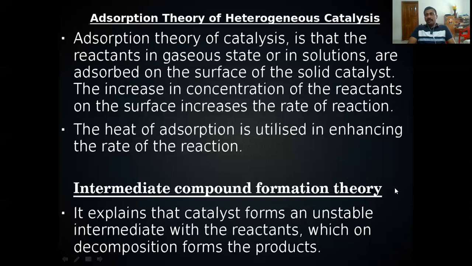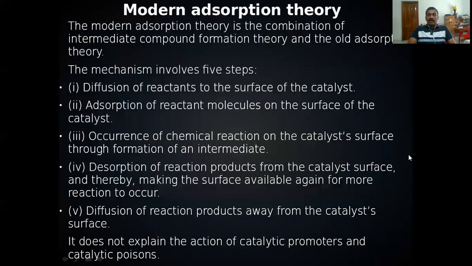Intermediate compound formation theory, that is another theory. The reactants and catalysts combine to form an unstable intermediate. An intermediate compound will form, and which on decomposition gives the product. First, the catalyst combines with the reactant to form an intermediate. But we have to study the modern theory of adsorption, that is a combination of these two, adsorption theory and the intermediate formation theory.